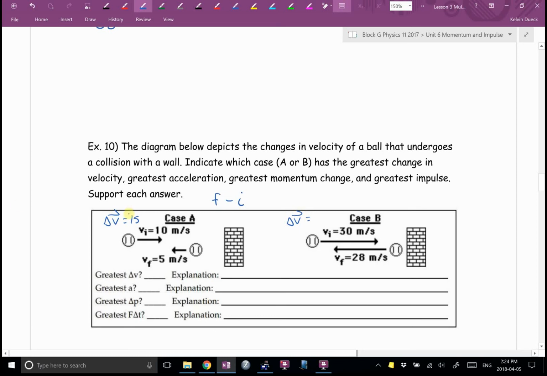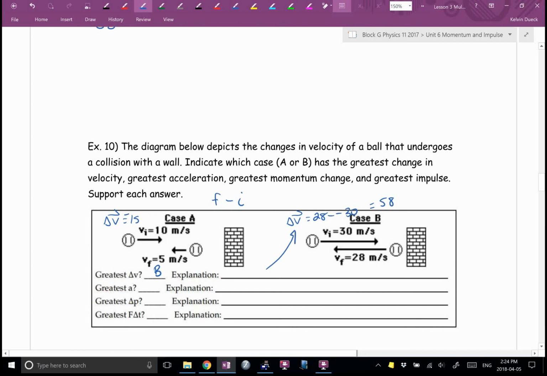You're right, Louise said negative 15 if I do it that way. Did I see your lips move and say negative, or were you asking where did the 15 come from? It would be either 5 minus 10, or negative 5 minus 10, depending on which way you let it be positive, which way it be negative. But you'll get a magnitude of 15 no matter what. If you do the same thing here, if you let final be positive, you'll get 28 minus negative 30, which is 58. Which one has the biggest delta V? B. Explanation? Right there.